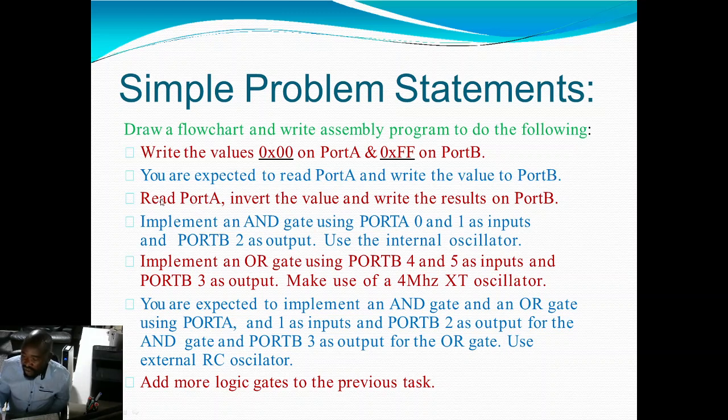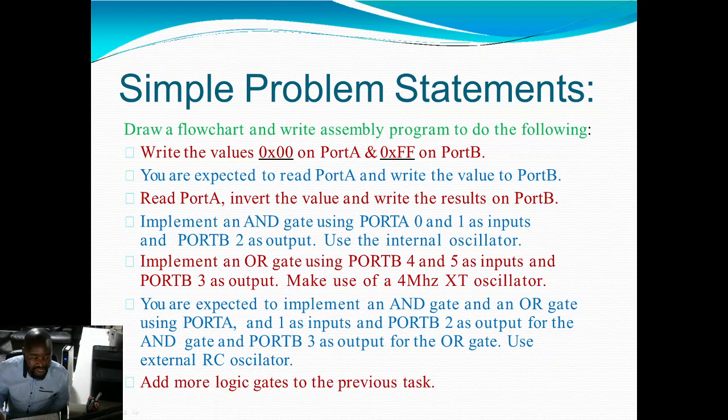Right, so I'm going to continue now from the third example all the way down, just to complete the simple problem statements which I promised to do for you guys. Now, the question says, draw a flowchart and write an assembly program to do the following. We did the first two. The third one says, read port A, invert the value, and write the results on port B. Meaning the whole of port A is going to be inputs, and the whole of port B is going to be outputs. We are going to read port A and complement the value you read, and then write the complemented value on port B. That's basically what the question is asking of us.